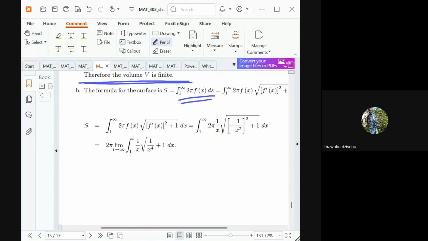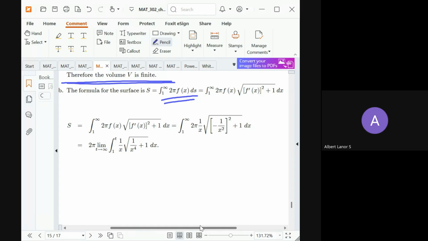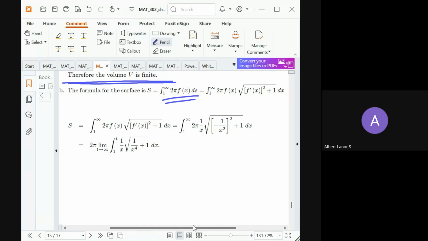Thank you. Beautiful. Now, let us see. And this is the formula for the surface area: 2 pi f square root of f prime squared plus 1 dx. All right, now, when you go through, you're going to have all these things. So you're integrating from 1 to infinity. But when you do from 1 to infinity, then you have to do from 1 to t. Then you find the limit as t goes to infinity.